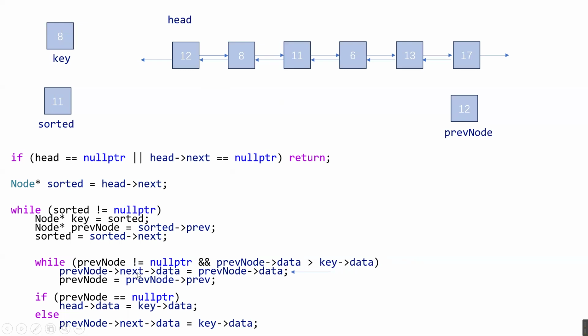So the previous next data, the previous one, its next is 8. This one's data will become the previous one's data. So the 8 will become 12.